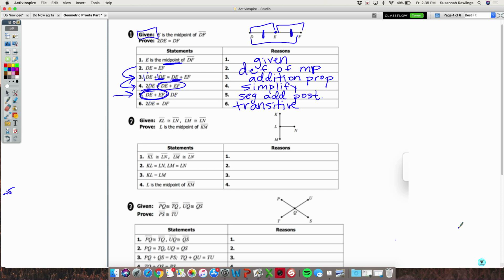Okay. Welcome back. Number 1 is always the what? Given. I think we should have for sure gotten step number 2. The only thing that changed was the symbol. Brandy, what did you put for that one?